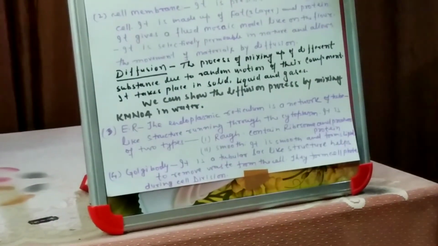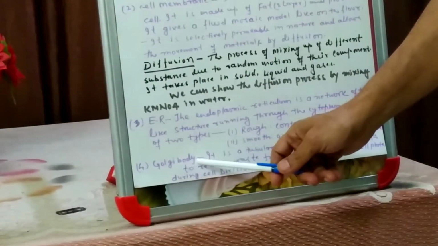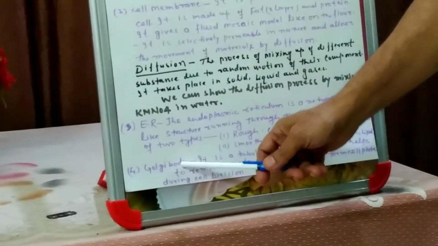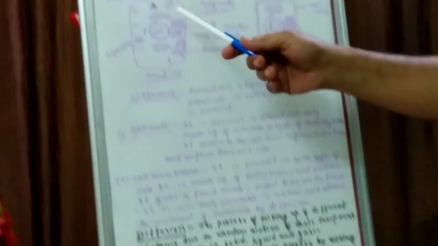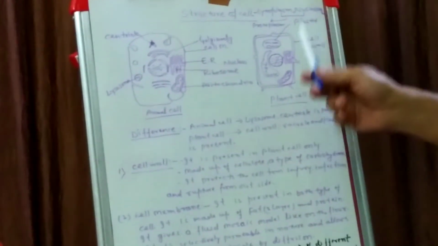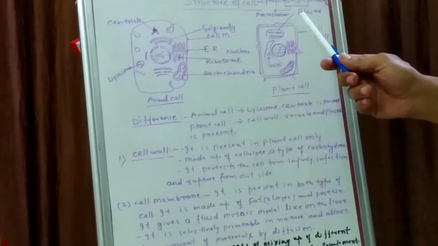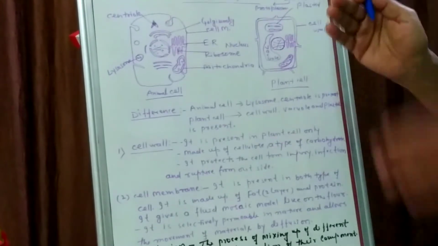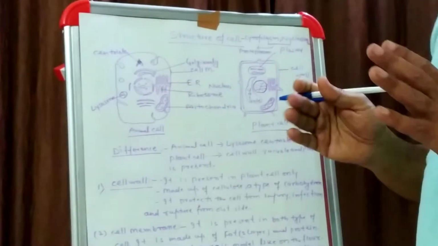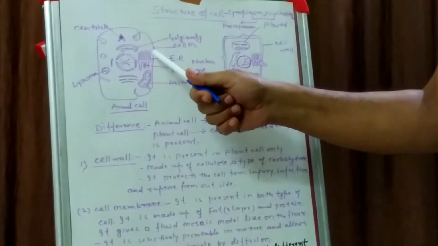The next cell organelle is the Golgi body or Golgi complex. This Golgi body or Golgi complex is present in both animal cells and plant cells, but in plant cells it is known as dictyosomes. Mainly it is secretory in function and stores waste, and when it is needed by the cell, it is removed out of the cell through the cell membrane.